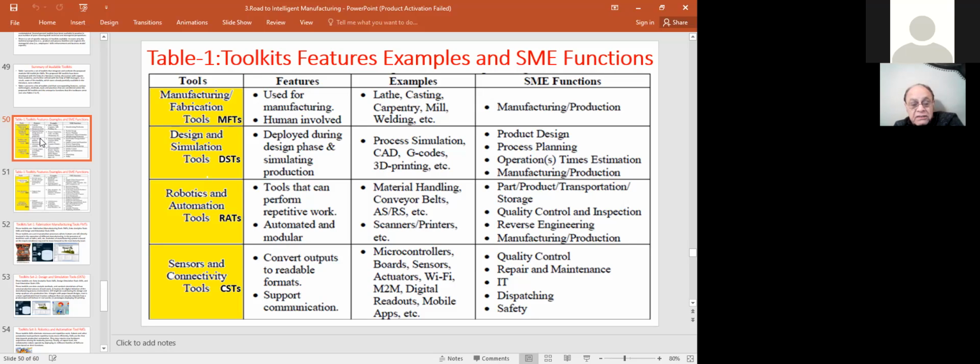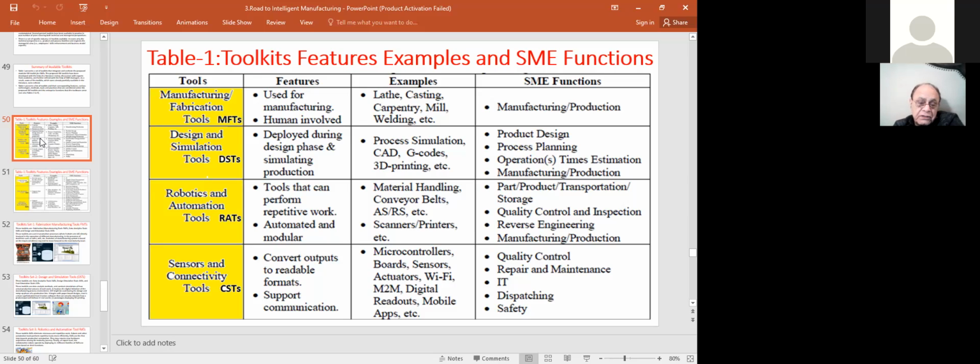Then the third stage is RATs. RATs are really robotics and automation tools. This is the third stage of use of these toolkits. And these toolkits can perform repetitive work and automated and modular work. And they are used in material handling, conveyor systems, belts, scanners, and printers, etc.